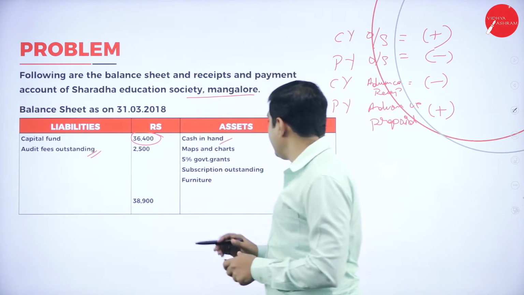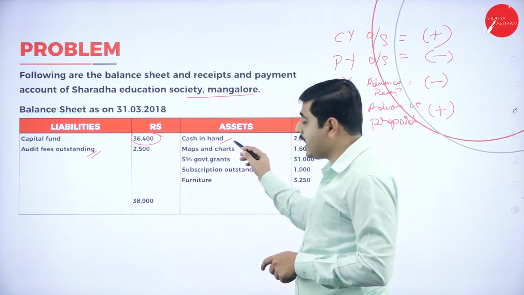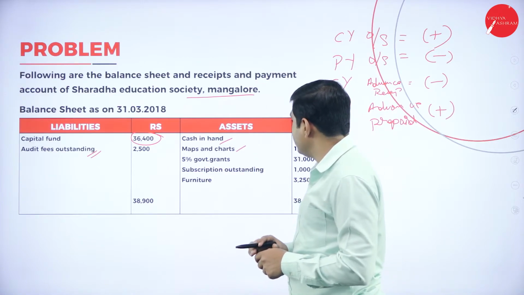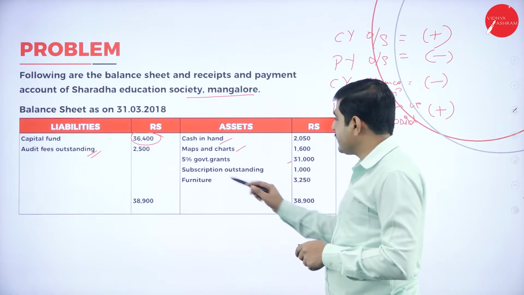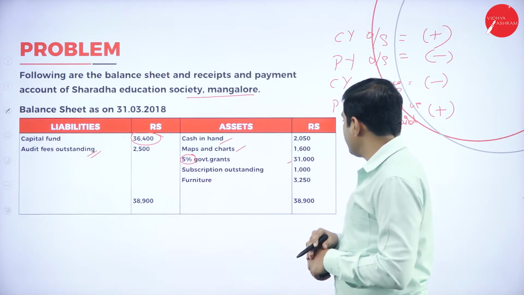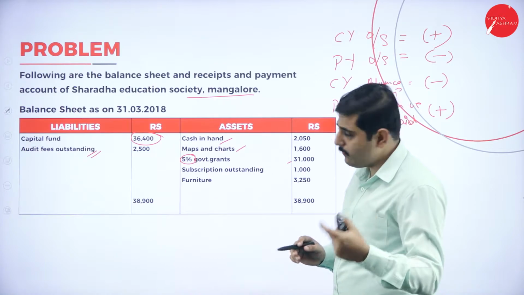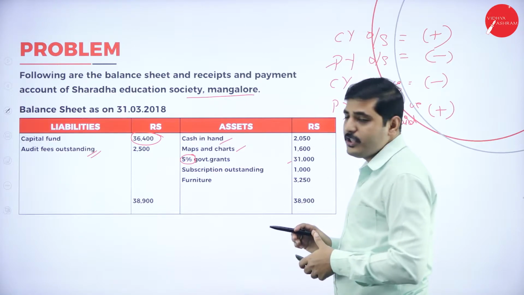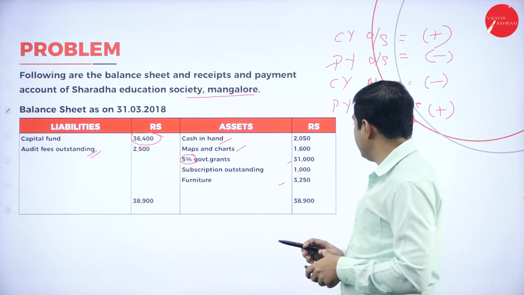Next one, cash in hand. We have to identify the actual cash in hand in the receipts and payment account. The actual cash in hand will be given, that amount should be taken in the balance sheet. Next one, maps and charts. Previous year we had 1,600 government grants, so 5% interest is there, so we have to calculate. See in the problem, 31,000 subscription outstanding, previous year outstanding, so it will be added in the current year amount, we should deduct it. Previous year outstanding is there, we should deduct it. Next one, furniture, given 3,250.